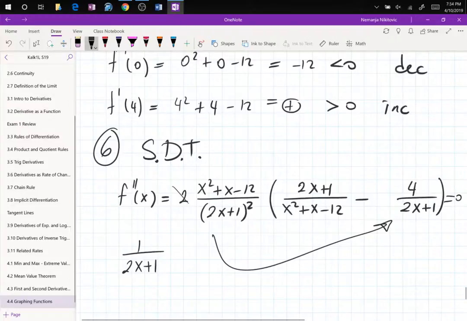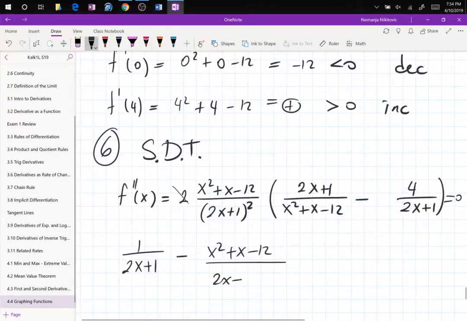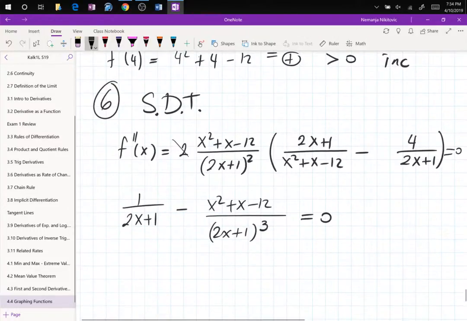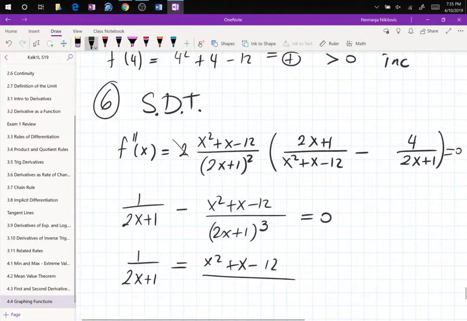And now when I multiply this in the second one, I have minus, and then this becomes cubed. So I have x squared plus x minus 12 divided by 2x plus 1 to the third power, and that's equal to 0. Now, to solve this, you move the term to the other side: x squared plus x minus 12, divided by 2x plus 1 cubed.